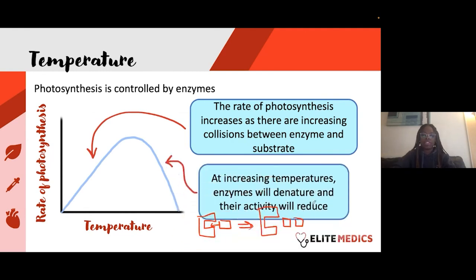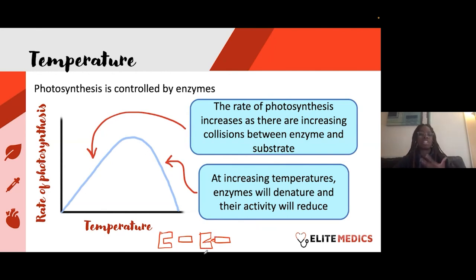Now, at an increase in temperature, the enzymes will now denature and the activity will reduce. So say we had the enzyme, which was supposed to be drawn like this, and this is our substrate. You see, this fits. If our enzyme now looks like this, because it's now denatured, the shape of it is changed, this block is not going to fit in there. Because of the temperature changing the shape of the enzyme, the activity is now going to be reduced because you don't have as many enzyme substrate complexes being formed. That is what is driving the rate of reaction.